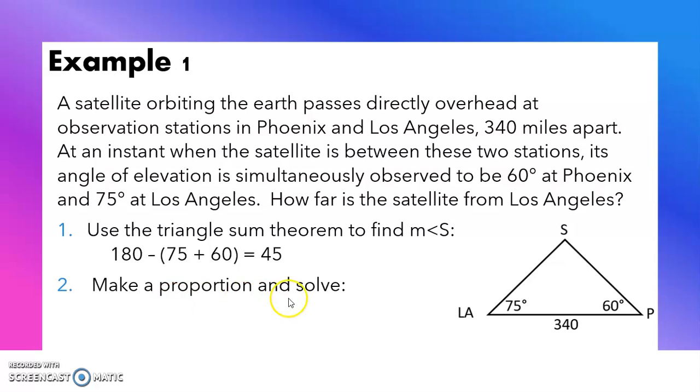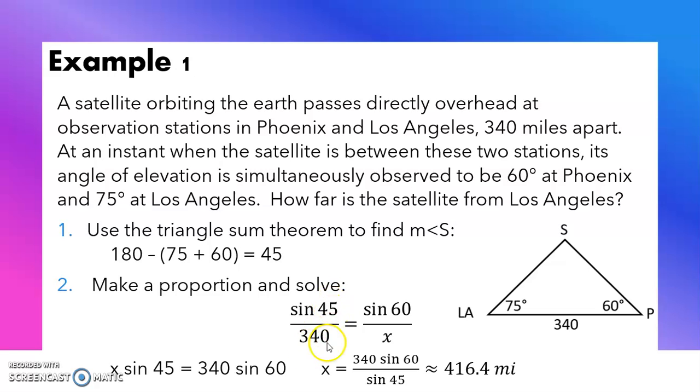Now what you're going to do is make a proportion and solve it. So remember, it's sine of the angle over the side that's across from it. And then remember, you need to use this side. So sine of another angle over the side that you don't know. So that's going to be your x right here. Okay? So see if you can make your proportion and solve it, and then again, press play and check your answer.